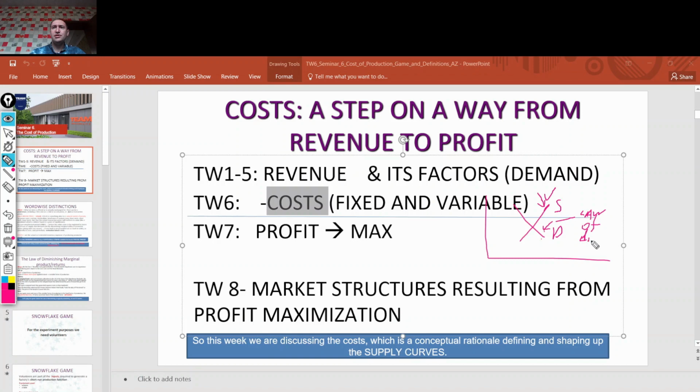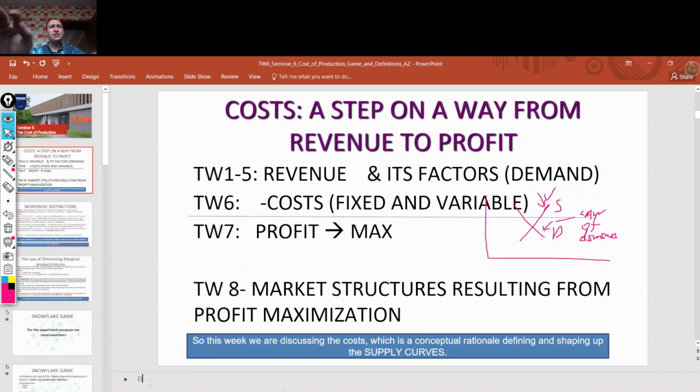Diminishing marginal utility. The demand, right? The law of diminishing marginal utility. Remember the case of bowling, going to bowling versus going to cinema. We discussed that case a lot.